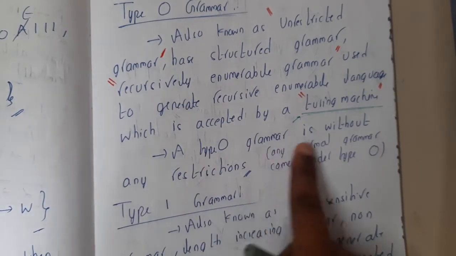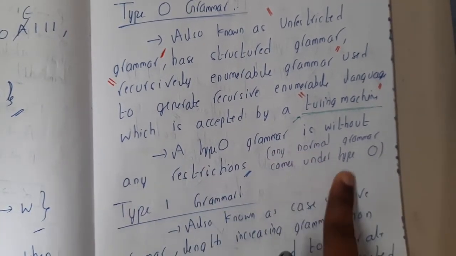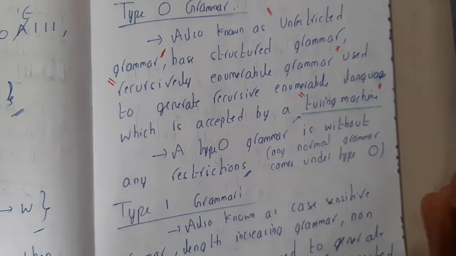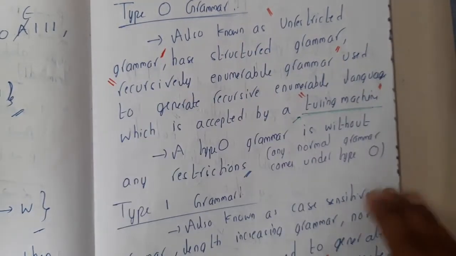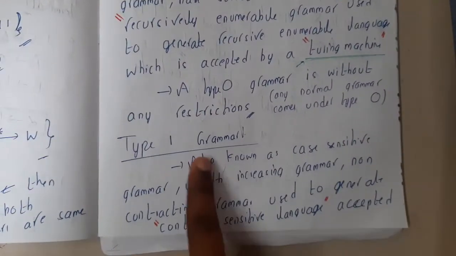So a type 0 grammar is without any restrictions. Any normal grammar can be under type 0. Here there are no restrictions, guys, because it is the most powerful one. Now moving on to type 1 grammar.